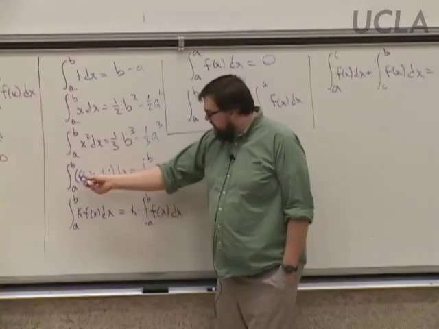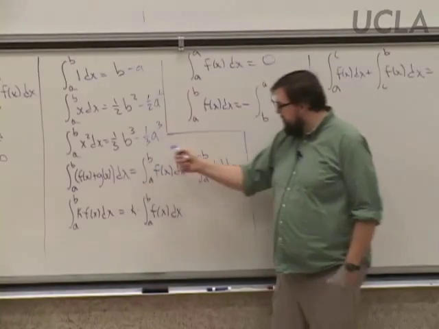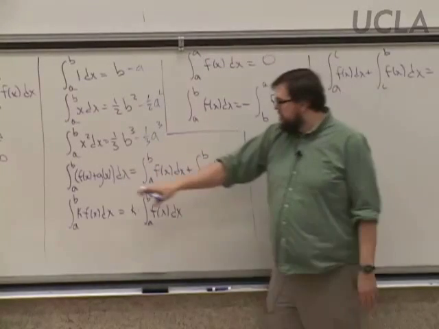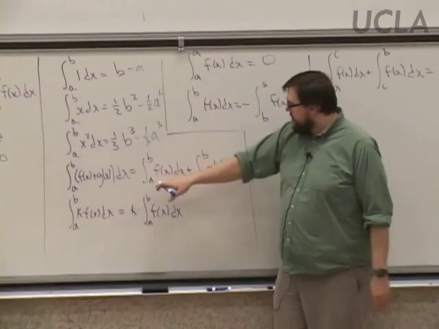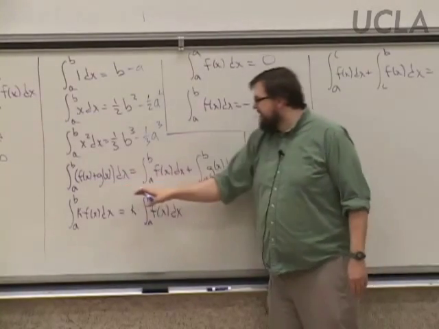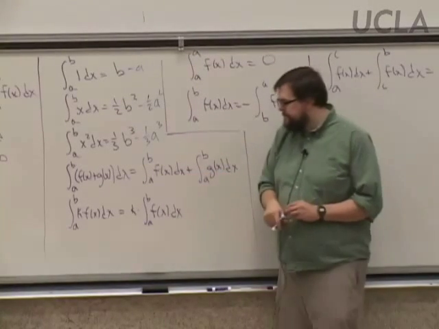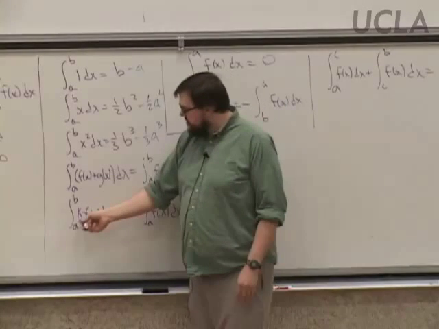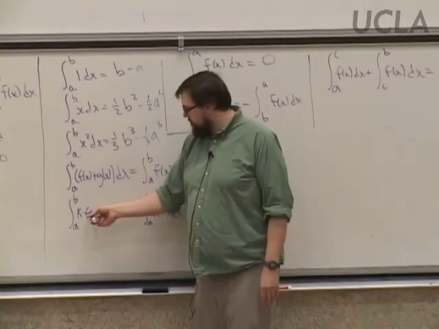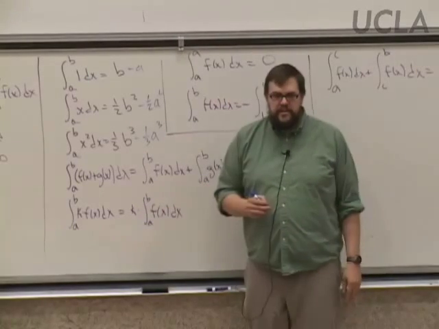One property is that if I have two functions adding together, and I want to integrate from a to b, I can basically break it into two parts. So it breaks up over addition. The definite integral of f of x plus g of x is the definite integral of f of x plus the definite integral of g of x. Same bounds on both of them. Similarly, I can pull out a constant. The integral from a to b of a constant times f of x dx is that same constant times the integral from a to b of f of x dx.